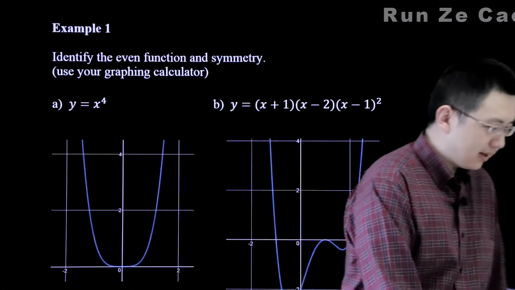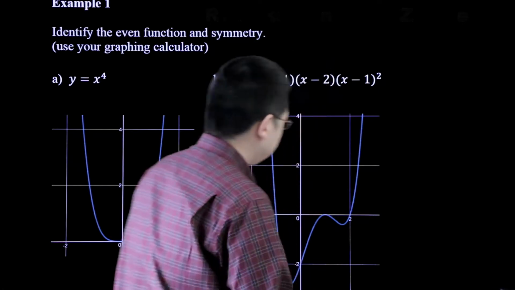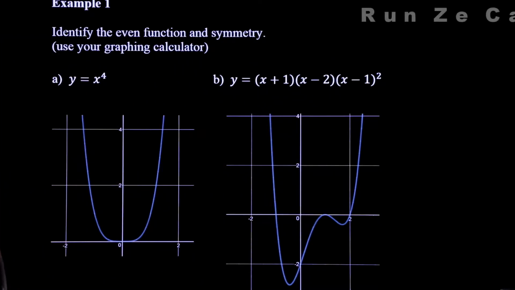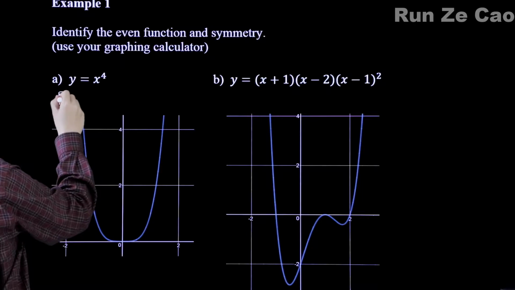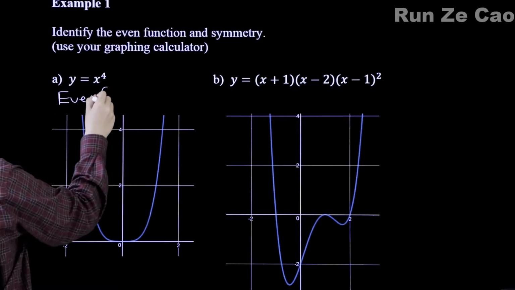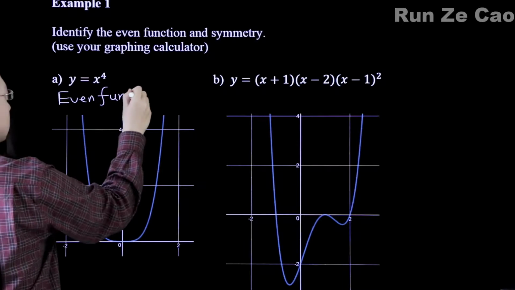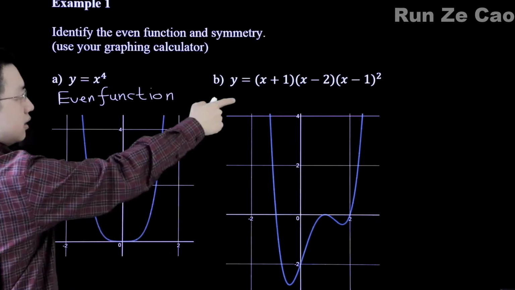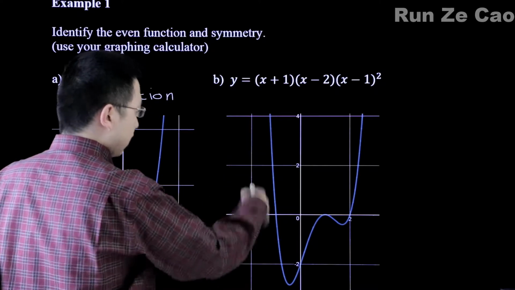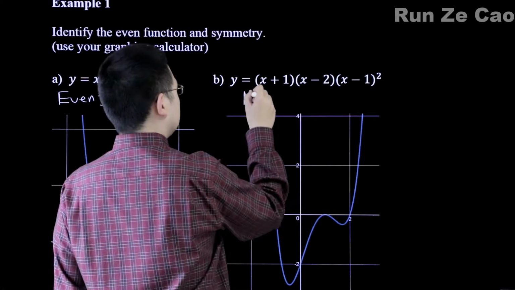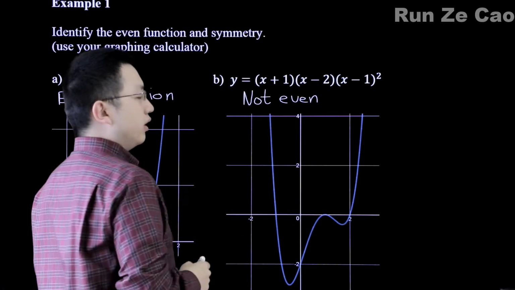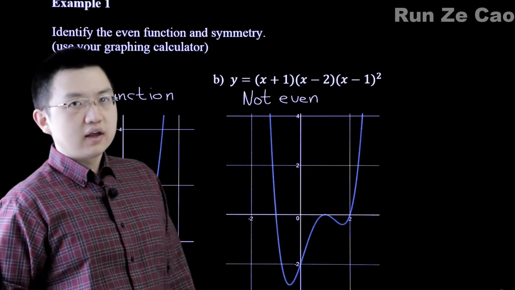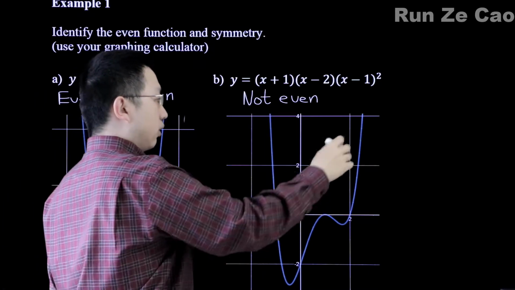So let's identify the even function and symmetry. Now use your graphing calculator if you have one. If you don't, well, you can just eyeball it. So x to the fourth. This is an even function. And this here is definitely not an even function. We can tell just by the graph. Now we can also tell by the fact that it will have coefficients that are not 0 for, say, the x to the third term or the x term.